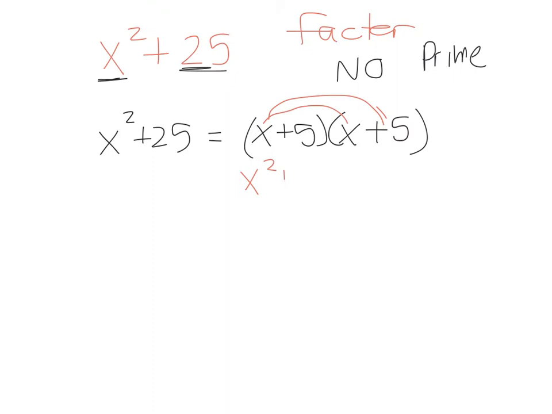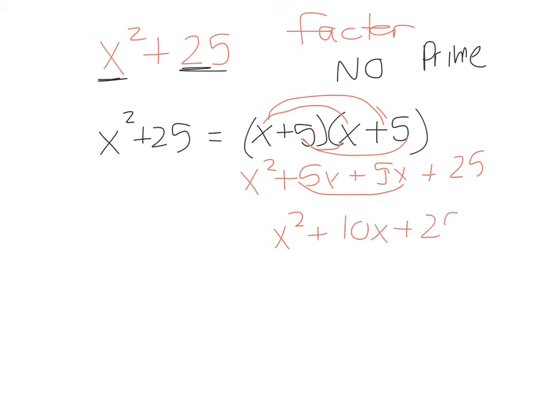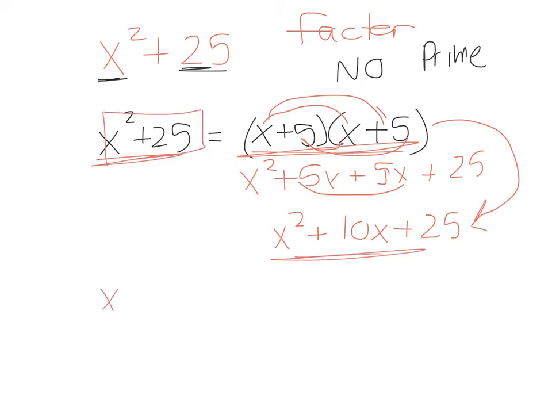So I'm going to multiply here and here. So that's x squared plus 5x. Then I'm going to multiply in here and here. So that's plus 5x plus 25. These middle two terms will add together and give 10x plus 25. So this did not factor into x plus 5, x plus 5, because when you multiply that together, you get three terms. So this will not factor, this is going to be prime if it has this plus in between.